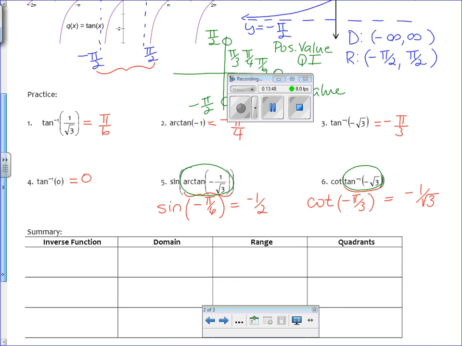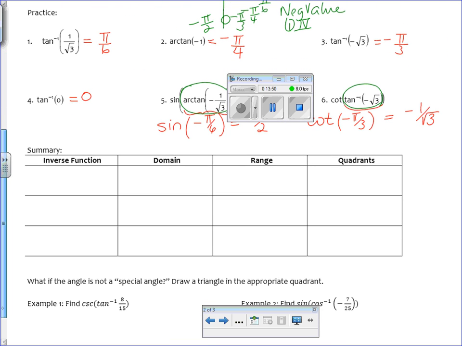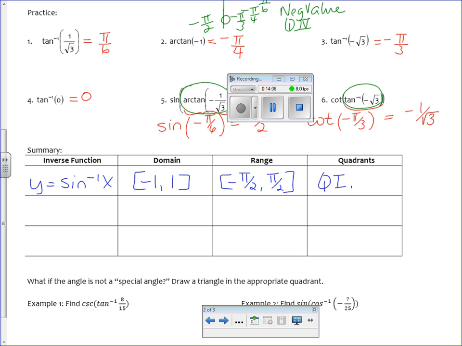All right, so let's summarize what we have here. Our inverse function, y is equal to the inverse sine of x. Our domain is from negative 1 to 1. Our range is from negative pi over 2 to pi over 2. And the quadrants we can use are quadrant 1 and quadrant 4.